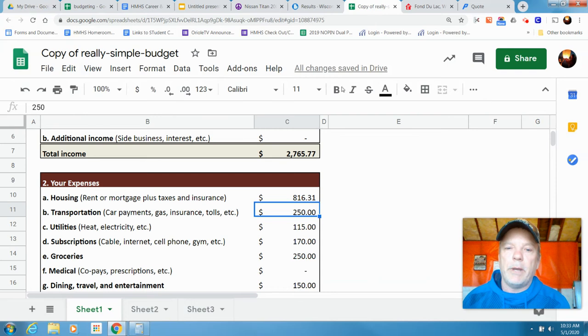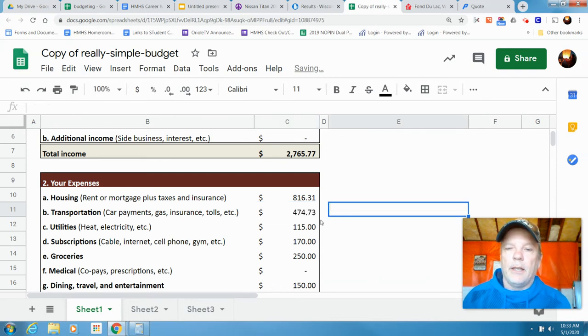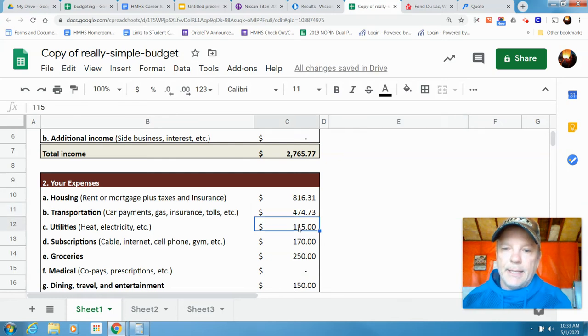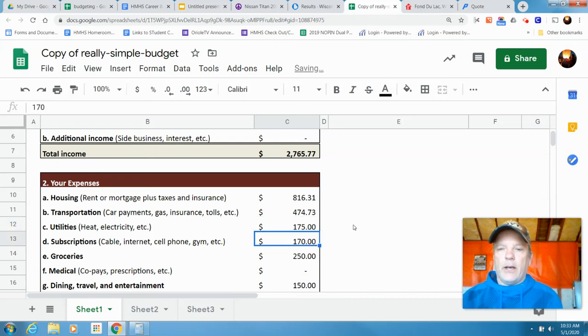$474.73. So I go back to my budget, $474.73. So that is my car stuff. Now, we live in Wisconsin. Heat and utilities can be kind of high because of the cold winters and then the hot, muggy summers. So I'm going to say $175 a month for heat, electricity, all that good stuff.